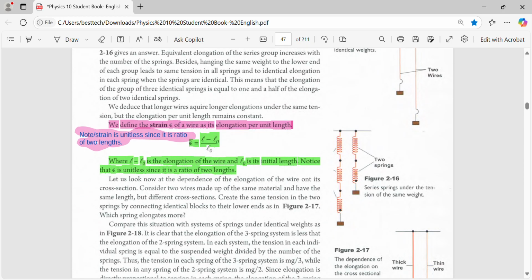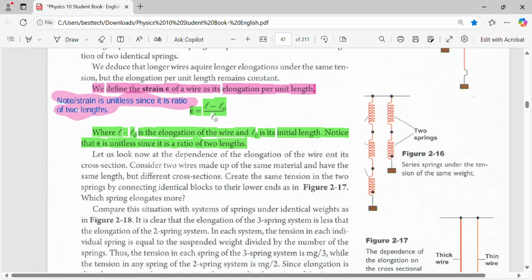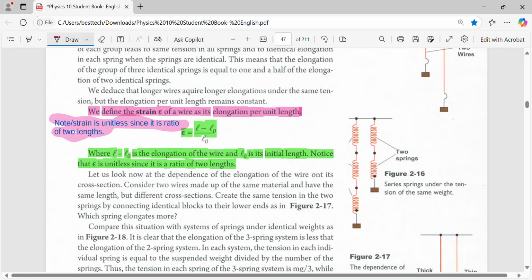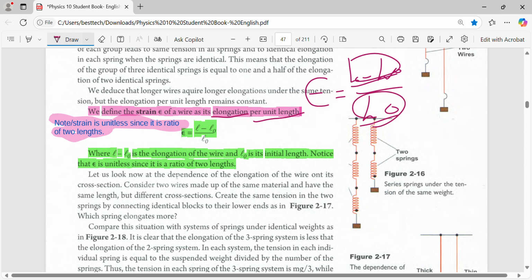Guys, the last thing we have here is another topic. It's called strain. This is the rule of strain. This is the symbol of strain, equal to L minus L naught over L naught. Now we said L minus L naught is elongation. So it is elongation per initial or original length. So what is strain? It's elongation per unit length. So this is called strain.